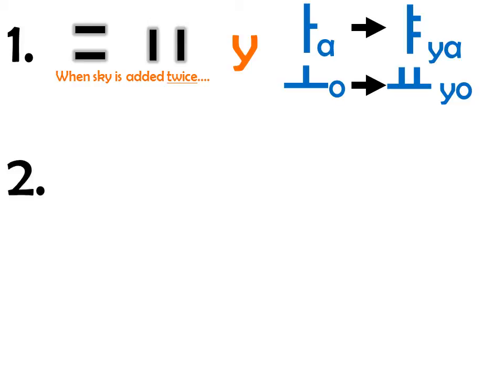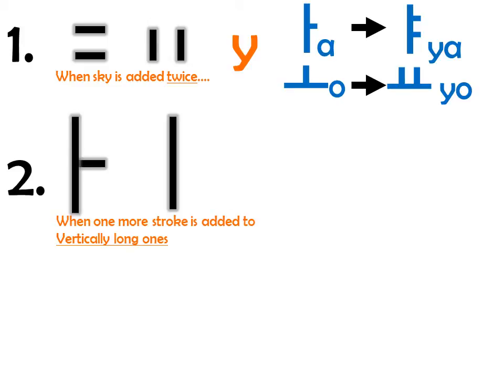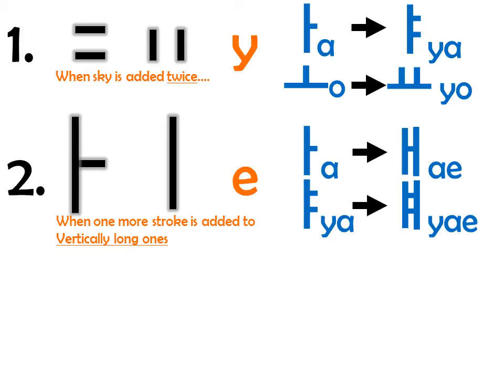Rule number 2. There are sometimes vertically long strokes like this that can be combined together with the E vowel, and in that case just remember the alphabet E. So A becomes E, Ya becomes Ye, things like that. It might be a bit confusing. Why? But that's just the way we pronounce it. Just think about E when there are two long ones combined together.